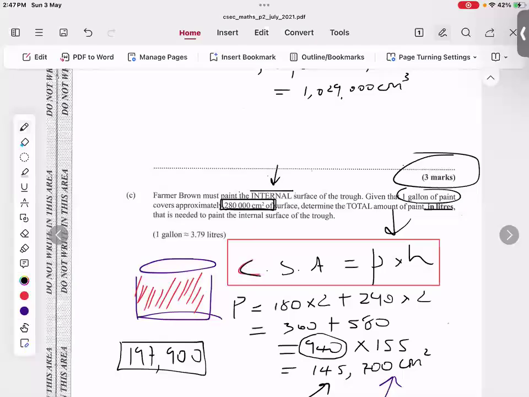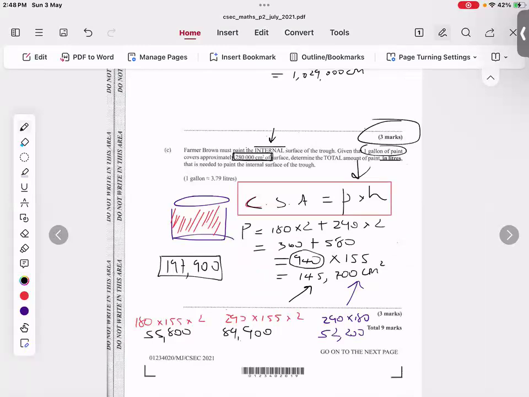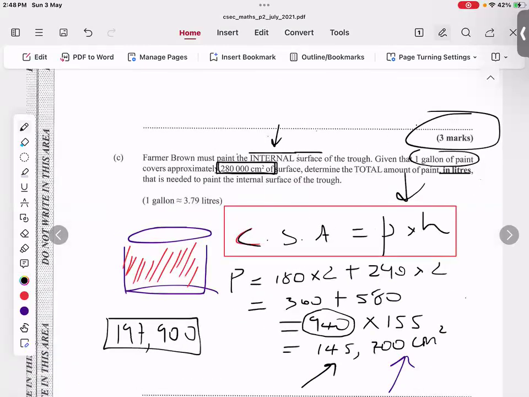It's not a case where we have to get more than that, because with 1 gallon of paint, maybe it's a small trough. He may not need 1 gallon of paint, because we know that 1 gallon of paint will cover 280,000 square centimeters. It obviously means that his trough doesn't need a full gallon of paint. And this is just on the assumption that he's going to paint the floor. They said internal surface, right? Common sense, I would not have a trough for an animal and paint the wall and not paint the floor. That would make no sense.